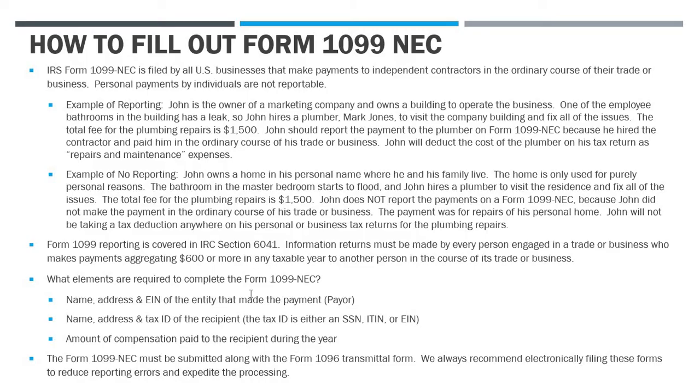So what elements are required to complete the form? Well, you need the name, address, and EIN of the entity or the person making the payment, so that's the payor. And then you need the information on the recipient and the amount of compensation paid to the recipient during the year. Now, the 1099-NEC and all the other miscellaneous forms, 1099-DIVs, all of these have to be submitted with 1096 transmittal forms. It's kind of like a summary cover sheet. And, of course, we always recommend e-filing this. E-filing is much faster, much more accurate, much simpler, so you should do it that way.